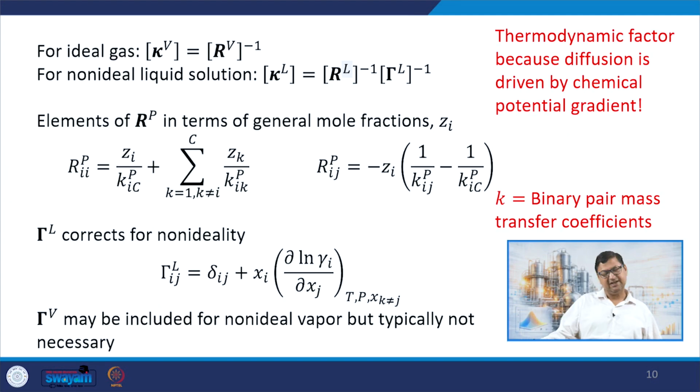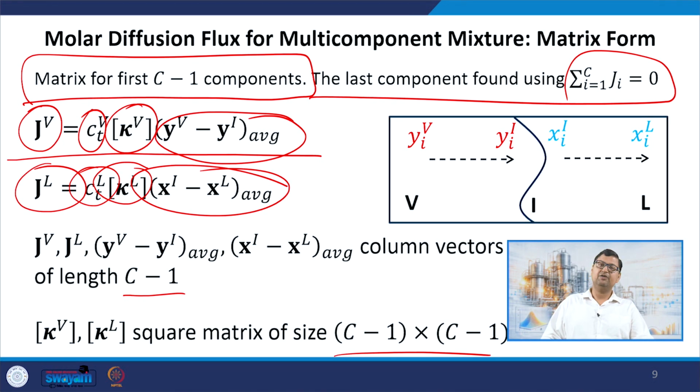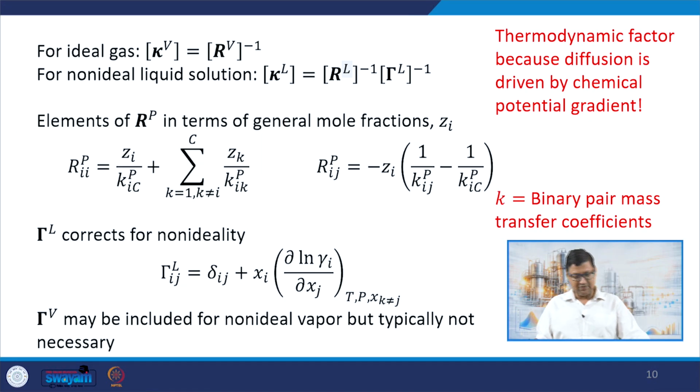The next thing that we did is, as I said, we need to look not at the concentration gradient, but at the chemical potential gradient, and therefore we need to somehow include thermodynamic information in our framework. And where can we include it? We can include it in this kappa matrix, right?